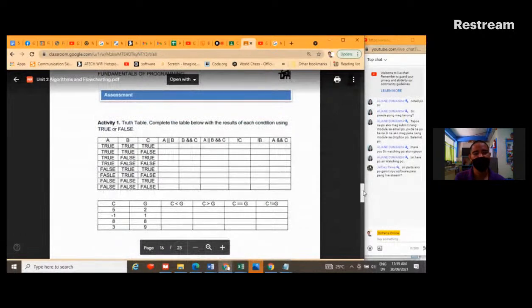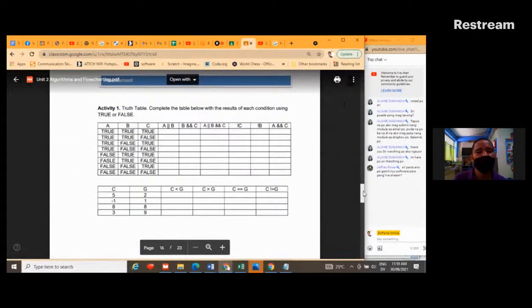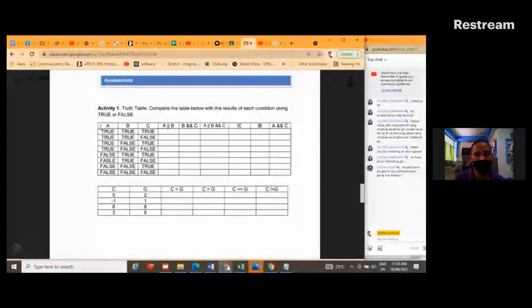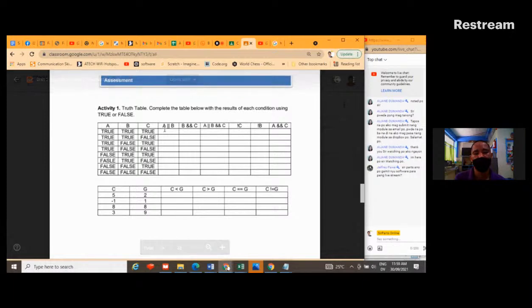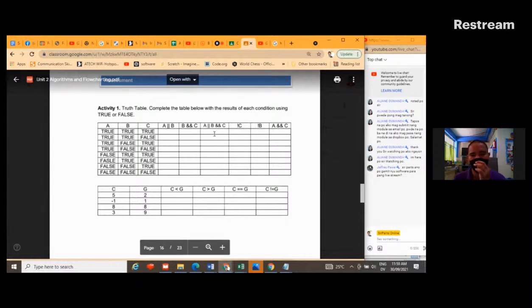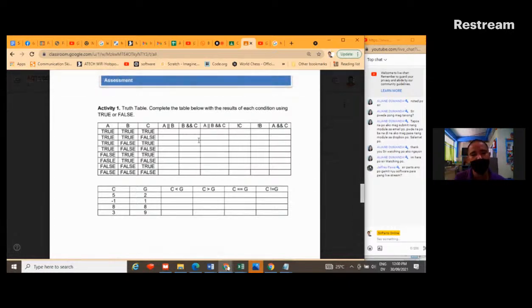Then you have the table for the activity. You're going to take note: these are our inputs A, B, and C, and you need to supply the correct answer for all of these based on what we discussed before. So we have A or B, B and C, A or B and C, not C, not B, A and C. You're going to supply the correct values there. Do not try to guess; try to review the video before.